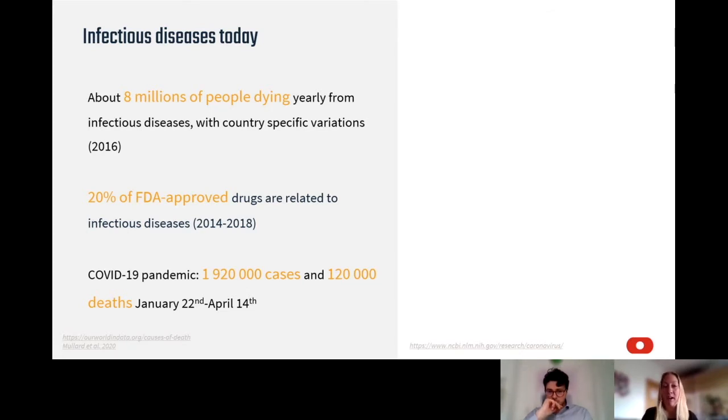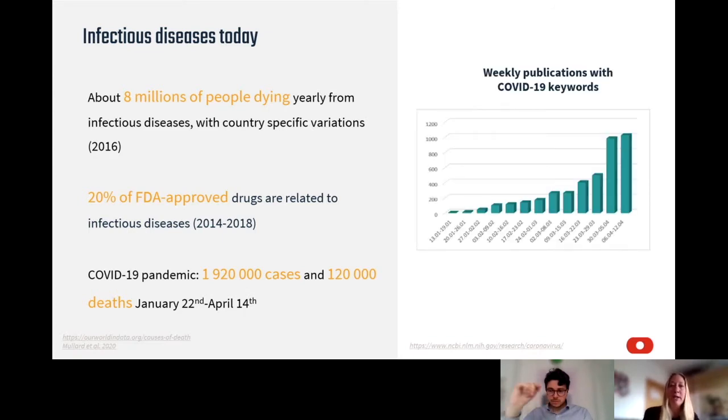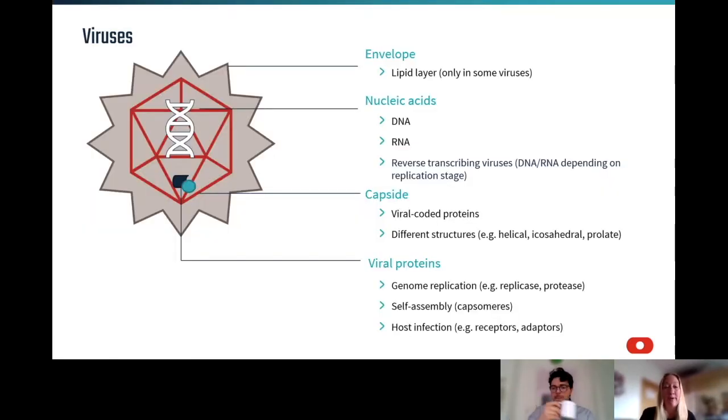There is no available drug, no treatment, and also no vaccine. And now there is a big push to come up with a cure for this disease very fast. This is also reflected by the scientific community. If you look at publications during the last month including the COVID-19 keyword, there's been a dramatic increase in the number of publications. In order to fight the viruses, we need to know the viruses, of course.